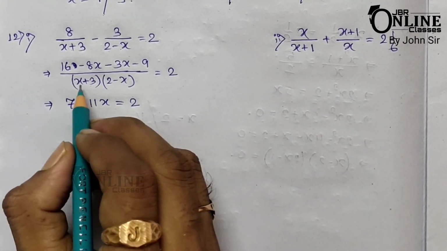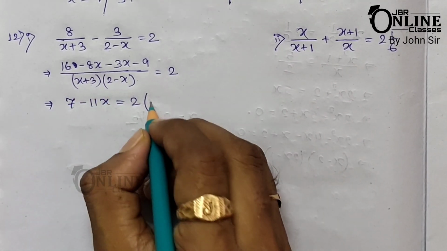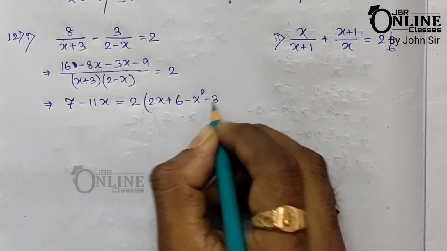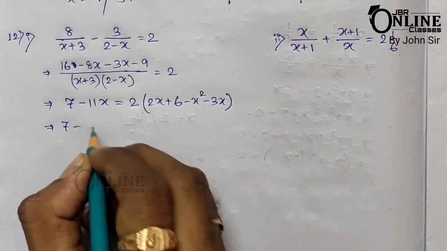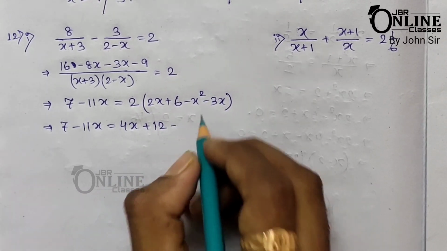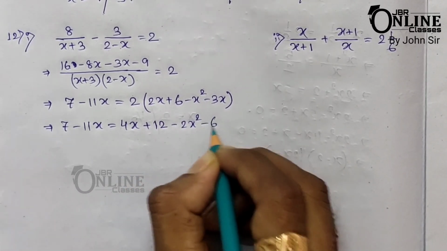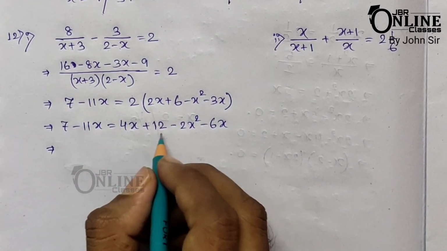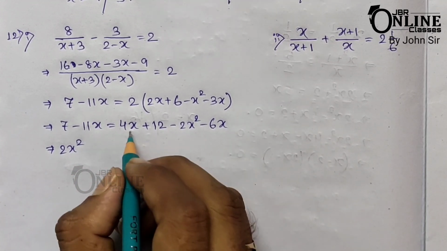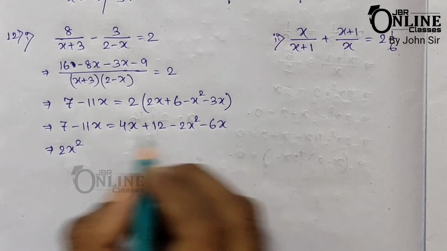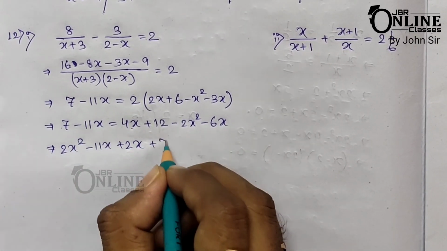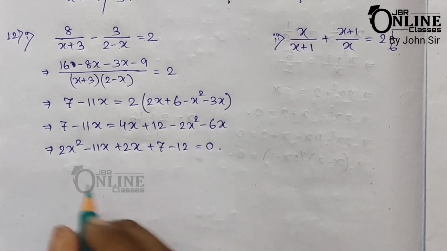Now here 2, and then you have to multiply this one. So 2 into x, 2x, 2 into 3, 6, minus x squared minus 3x. So finally 7 minus 11x equals 4x, 12 minus 2x squared minus 6x. So here if 2x squared will be here, so plus 2x squared, and here 6x and 4x, so minus 2x, so minus 11x plus 2x. Here plus 7 minus 12, so right side will be 0.